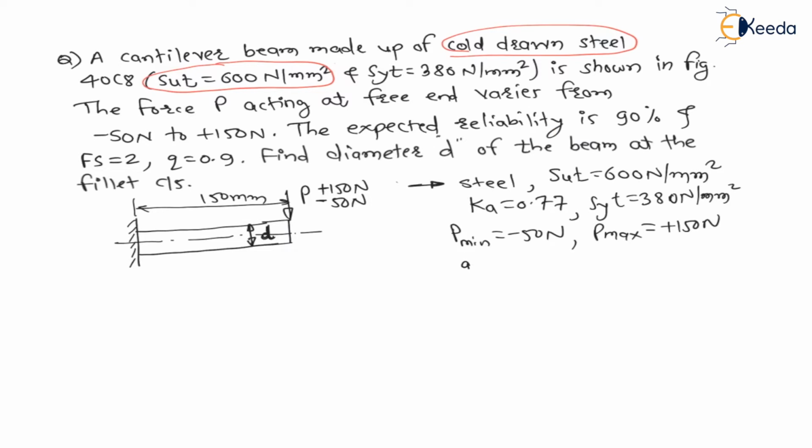Now for 90% reliability, the reliability factor Kc is equal to 0.897. Again, this value they will also provide in the question in the examination. And the factor of safety is 2 and notch sensitivity is 0.9. Therefore we have to consider factor of safety 2 and notch sensitivity Q is 0.9. Then find the diameter D of the beam at the fillet cross section. Now we have to find the diameter of the beam, right? The question is to find diameter D.